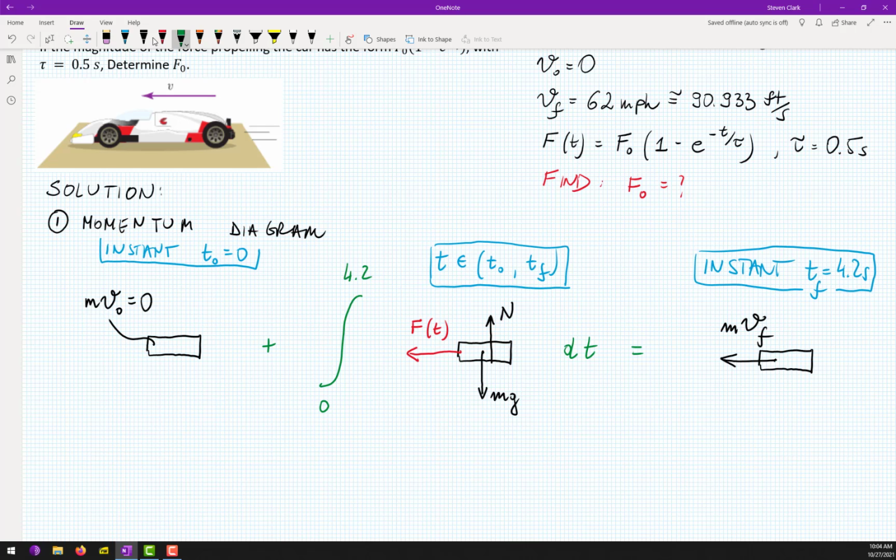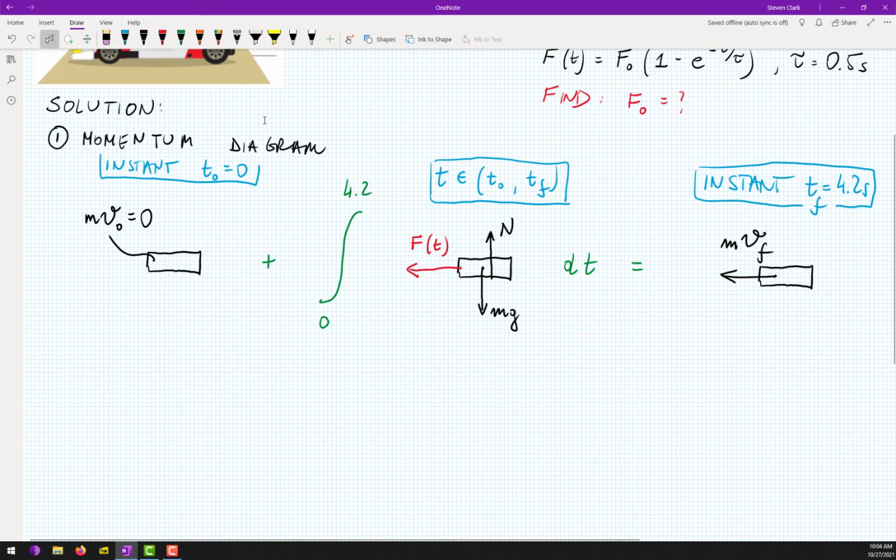Any questions on these momentum diagrams? I'm just showing exactly what happens with the system in terms of momenta and impulses, yes? So our next step will be the momentum equation, or equations.